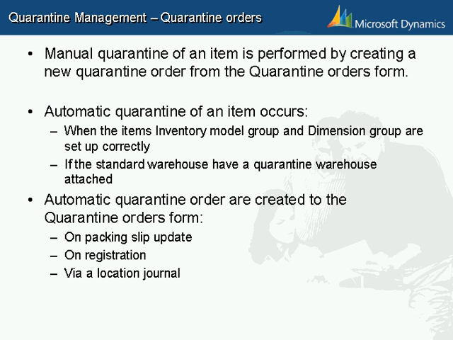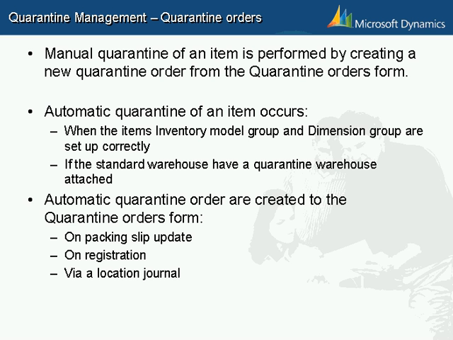The automatically generated quarantine order puts the item in the quarantine inventory and is processed through the order status, the same as a manual quarantine order. This means that the order is reported as finished and ended before the item is physically available in the standard inventory. Note that unlike the manual quarantine order, the automatic quarantine order has the status started when first created. So now talk more about status, about packing slip update, registration, and the allocation journal.